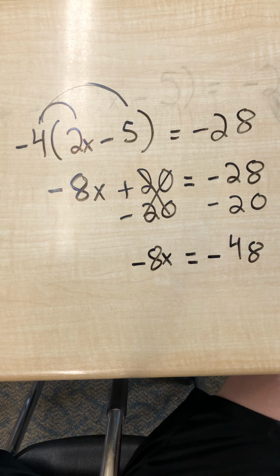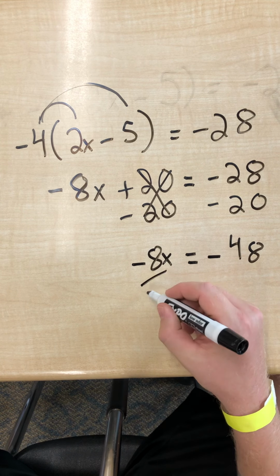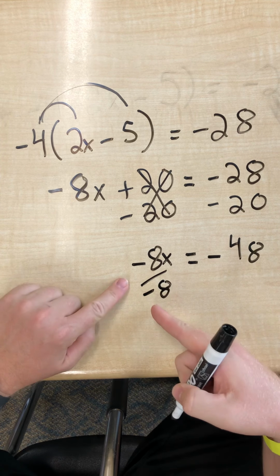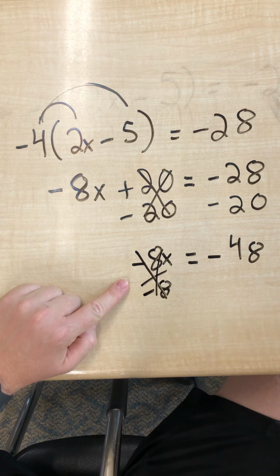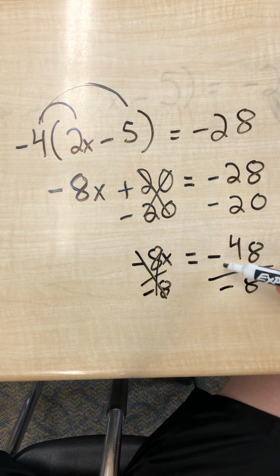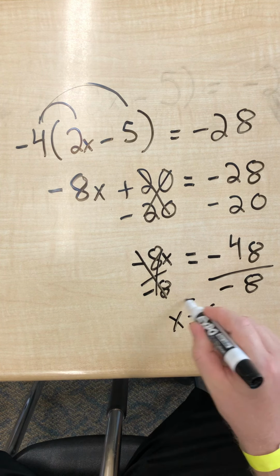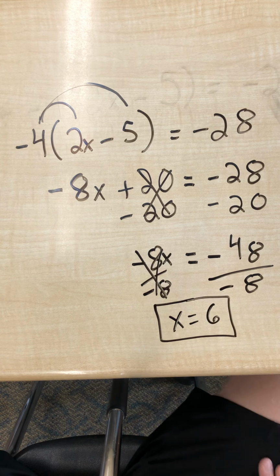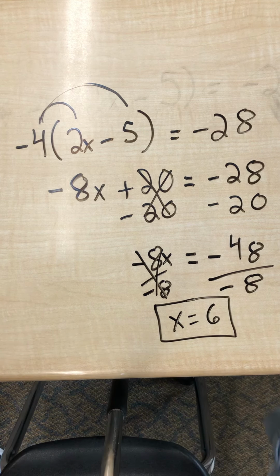Very last step is divide. Divide by whatever is in front of that x. So if we divide by a -8, make sure that the signs are the same. Divide by a -8, that cancels out. Divide by a -8, oh sweet, look, these 2 negatives also cancel out. -48 divided by -8 is positive 6. And there's our answer. Okay, I'm going to leave that there for a sec.